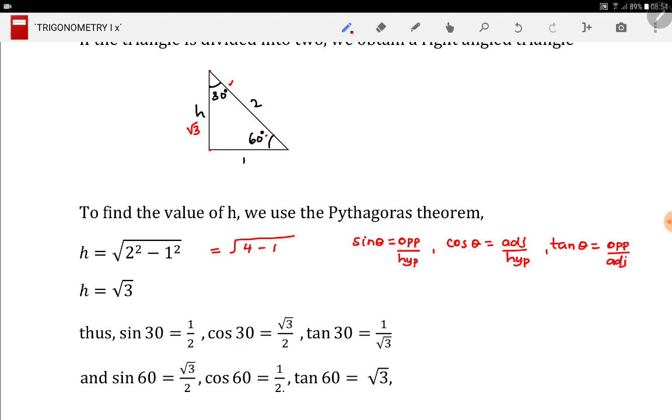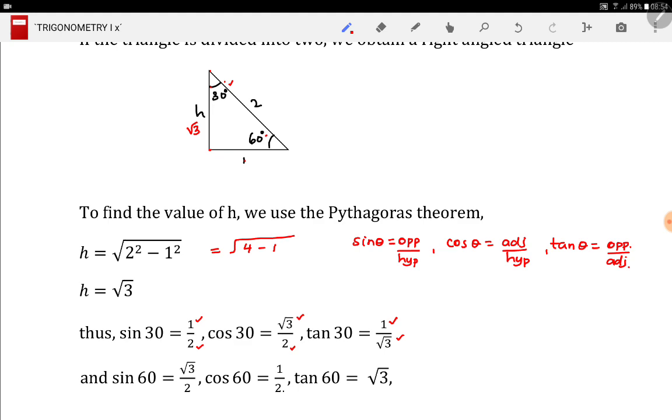Therefore, sine of 30 will be equal to the opposite side over the hypotenuse. The opposite side to 30 is 1 over the hypotenuse, which is 2. Cosine is adjacent over hypotenuse. The side adjacent to 30 is root 3 over the hypotenuse, which is 2. Tan of 30, opposite over the adjacent. The side opposite to 30 is 1 over the adjacent side, which is root 3.